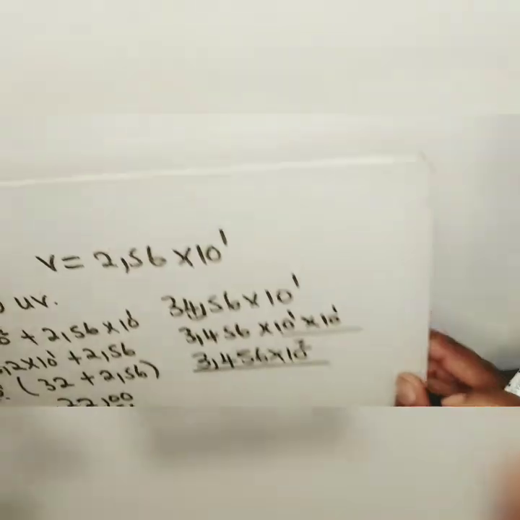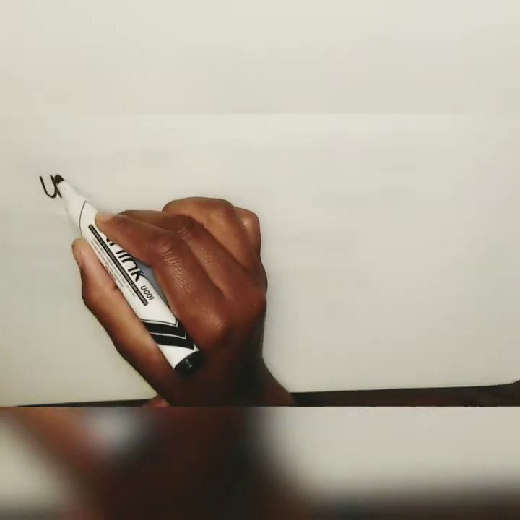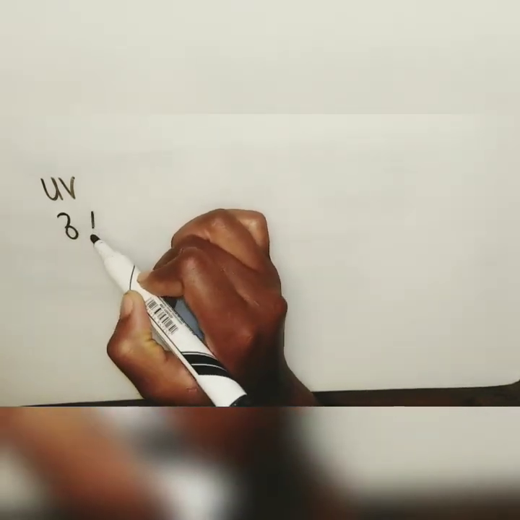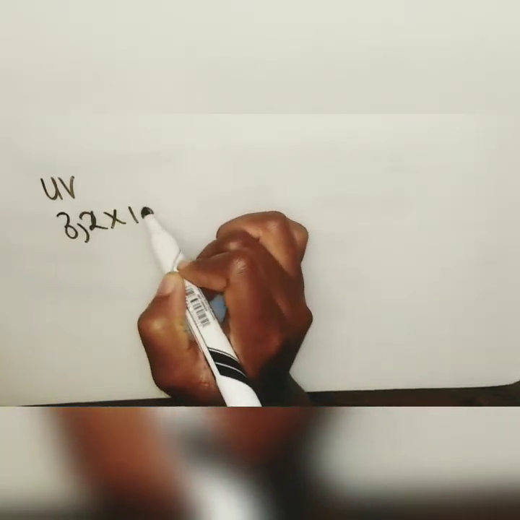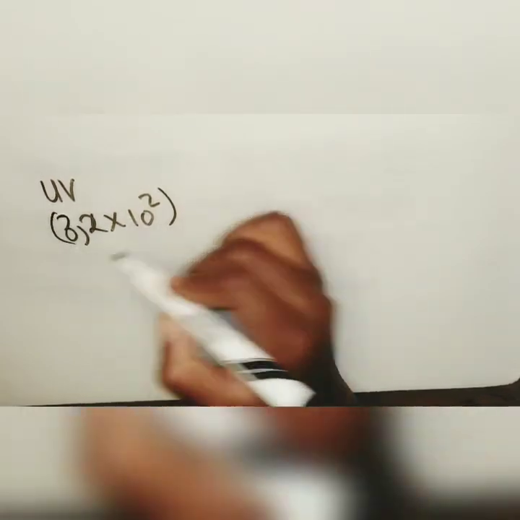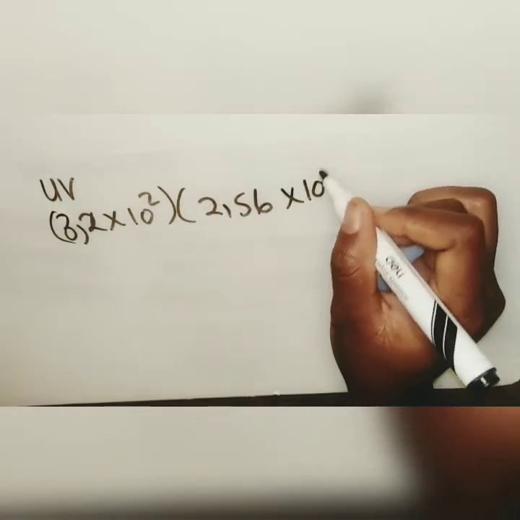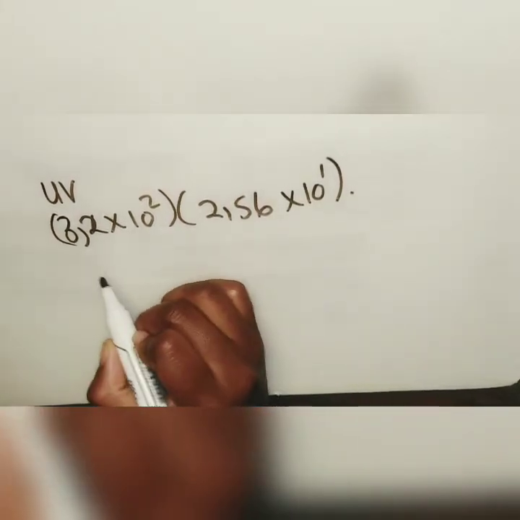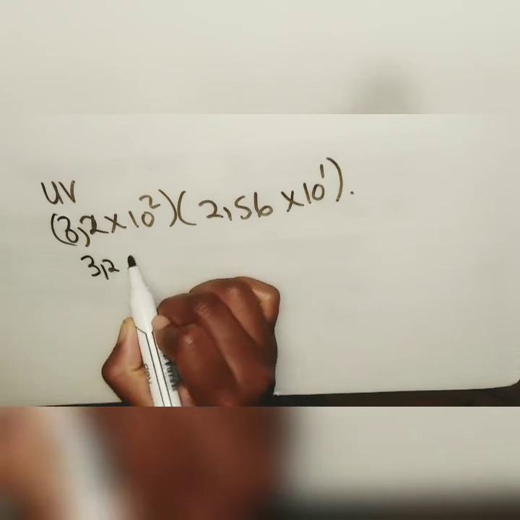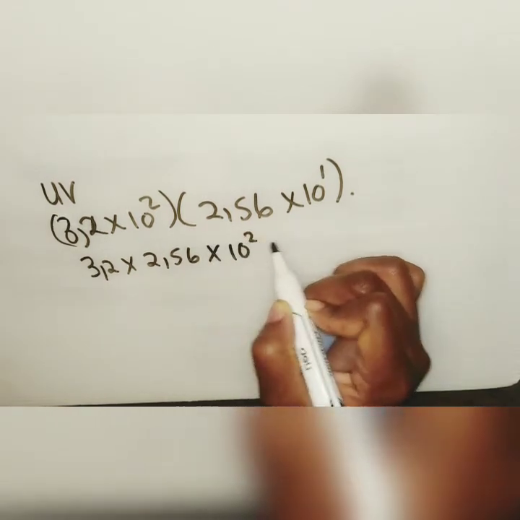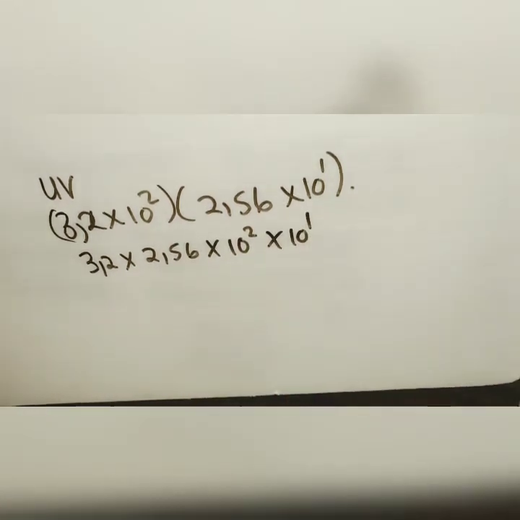So now moving on to uv, the last part, which is the last question also of our test. uv, it simply means 3.2 times 10 to the power 2 times 2,56 times 10 to the power 1. Okay, so this one I'm going to use my calculator for 3,2 times 2,56. Then here for 10 to the power 2 times 10 to the power 1 is not a problem.